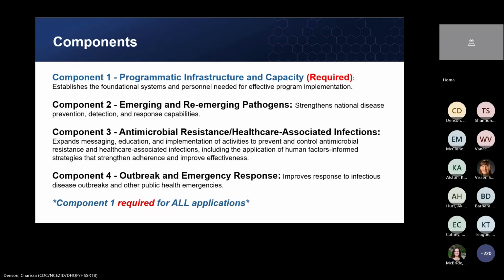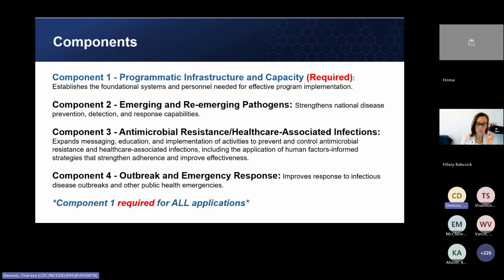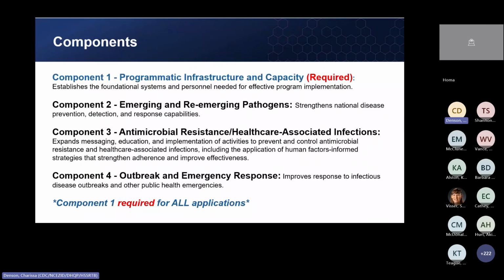Next slide. So now let's turn our attention to the 4 program components that make up this funding opportunity. Together, these components provide the framework for strengthening infectious disease prevention, detection, preparedness, and response capabilities. First, component 1 is the required infrastructure component. It supports that foundational staffing, systems, and operational capacity needed to successfully manage and implement program activities. It is important to remember that component 1 is required for all applicants.